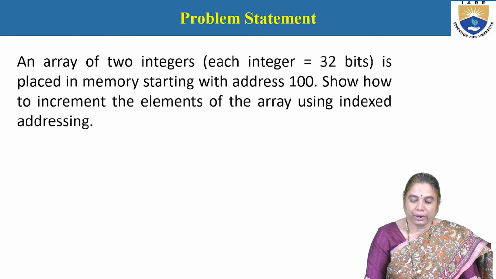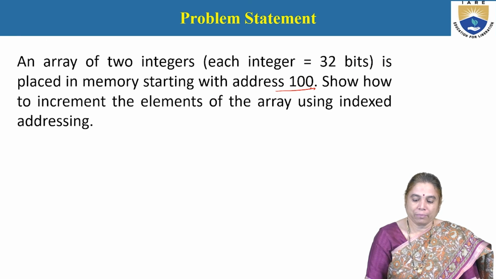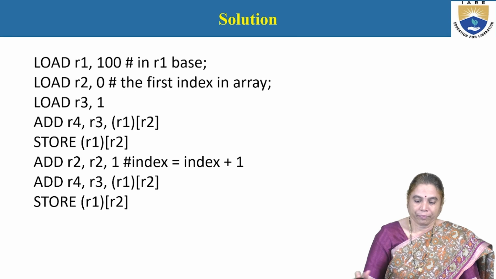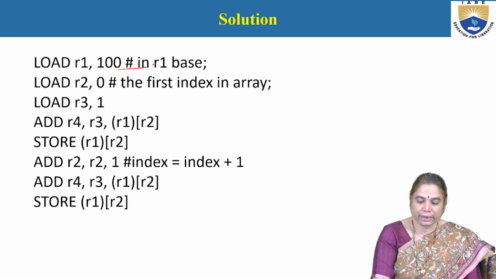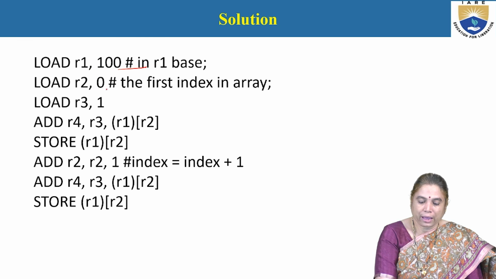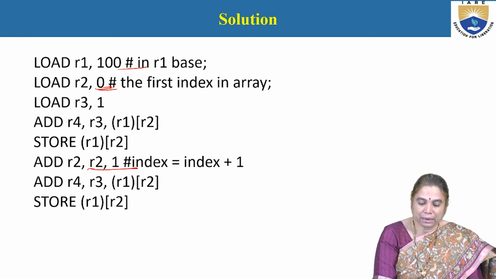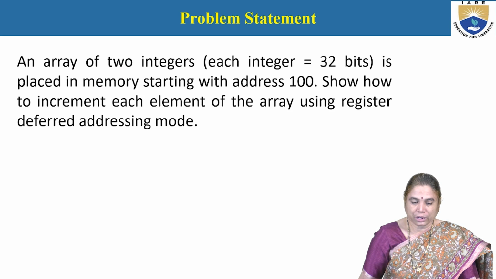An array of 2 integers, 32 bits, is placed in memory starting at address 100. Show how to increment the elements of the array using index addressing. So here, with the base value of 100, it is starting. So the first index of the array can be pointed to. Next, the index can be incremented by using the hash index to point to the next index location.